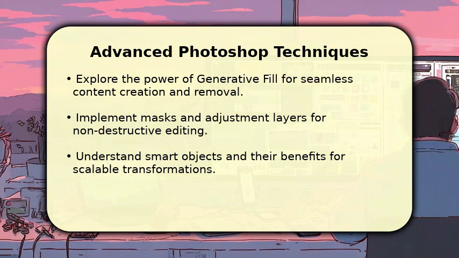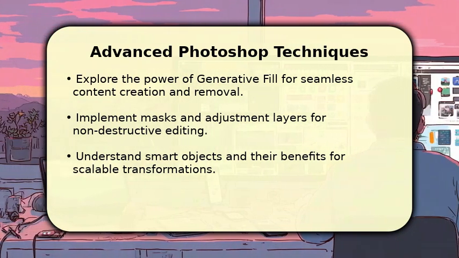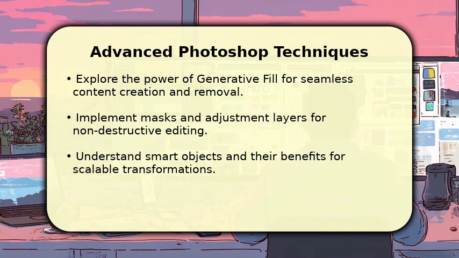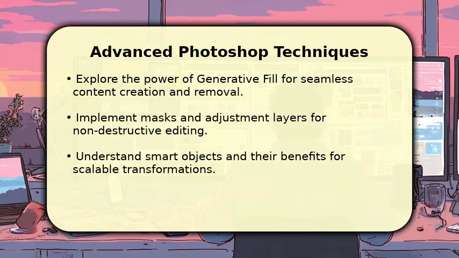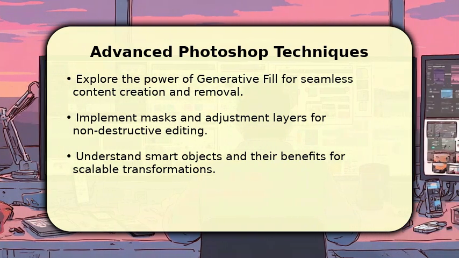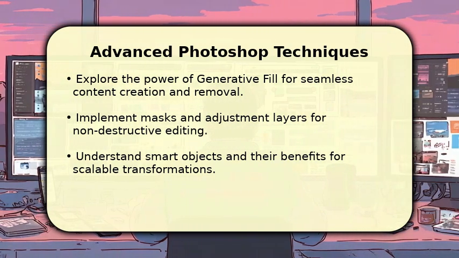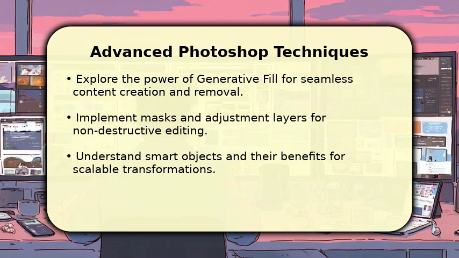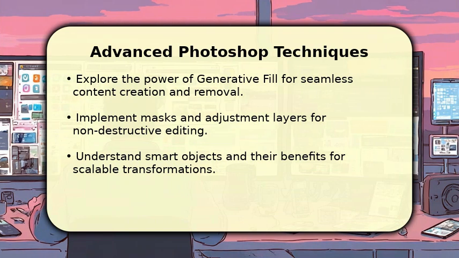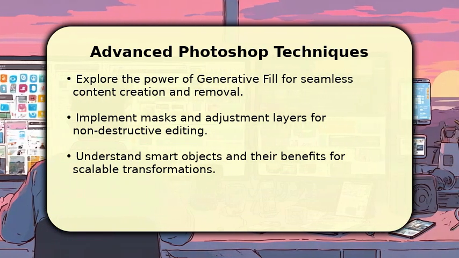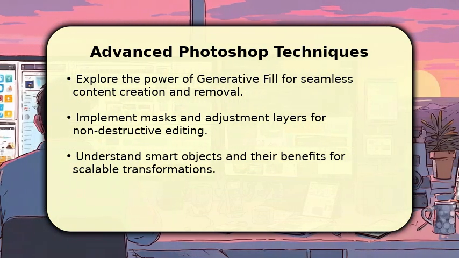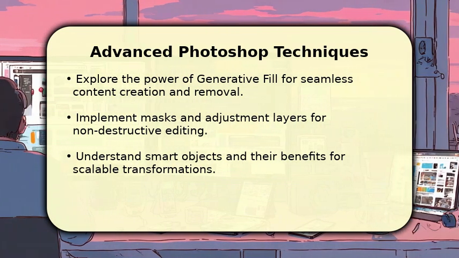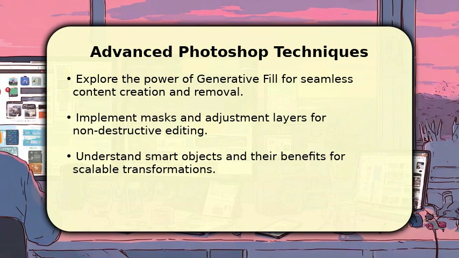Generative Fill is a powerful new feature, allowing you to add or remove content seamlessly, often with stunningly realistic results. We'll also delve into non-destructive editing using masks and adjustment layers, preserving your original image data. Smart objects are another game changer, enabling scalable transformations without loss of quality. These methods provide flexibility and precision, ensuring your edits are both impactful and easily reversible.